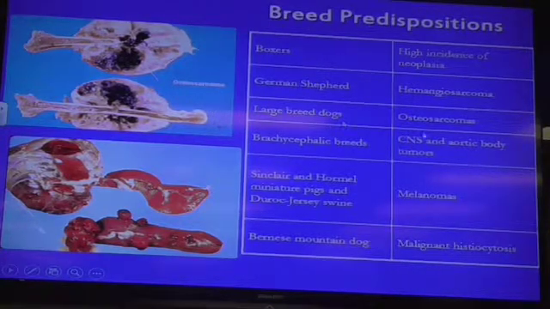Large breed dogs are predisposed to osteosarcoma. Very, very, very common. Just an example of osteosarcoma. I thought there was something else. Well, we're going to talk about that in the lab today.